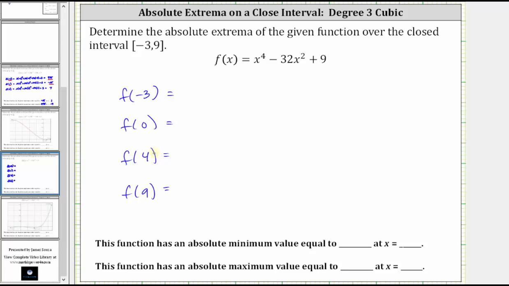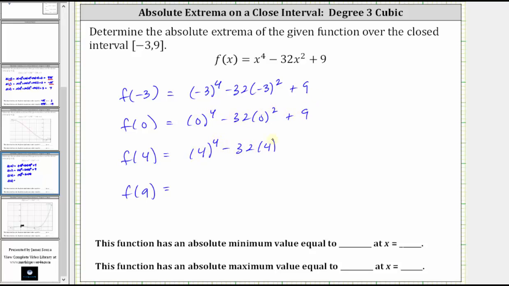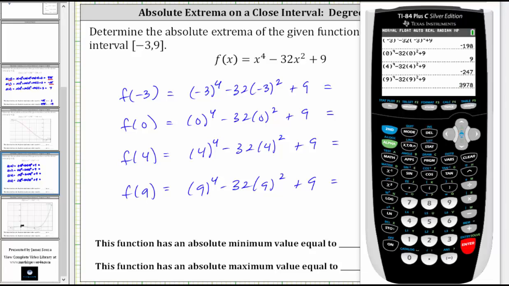And now we perform substitution into the original function. And now let's go to the calculator. F of -3 is -198, f of 0 is 9, f of 4 is -247, and f of 9 is 3,978. Let's go ahead and record these function values.